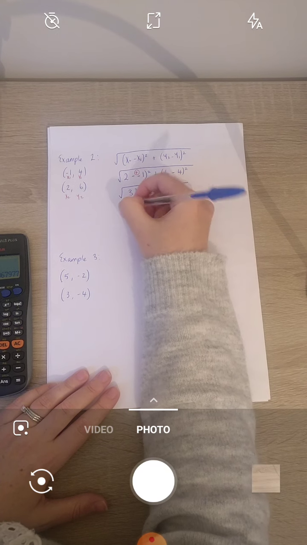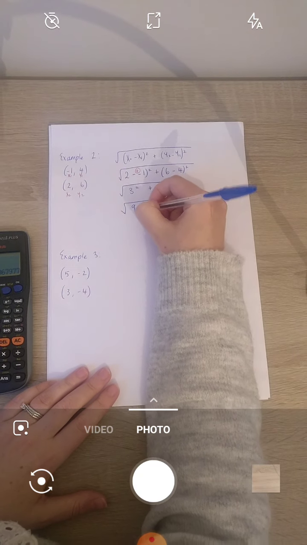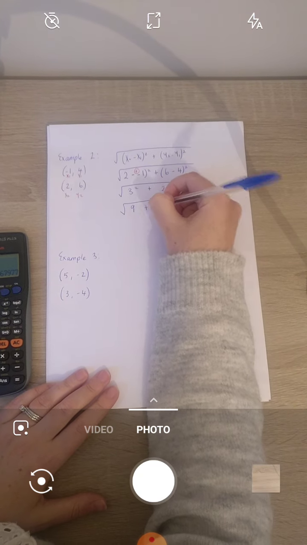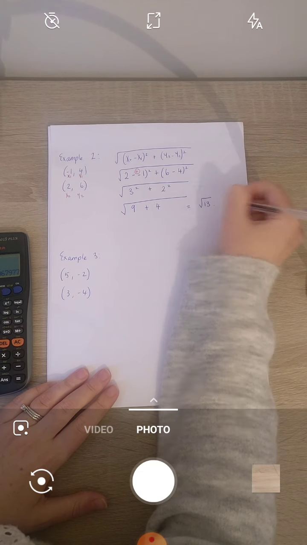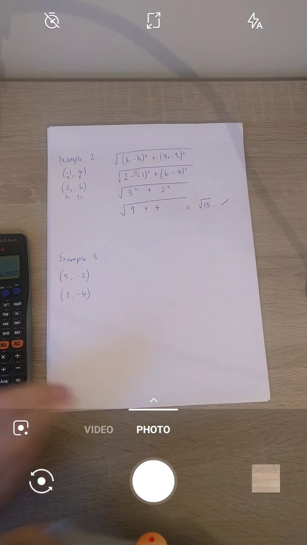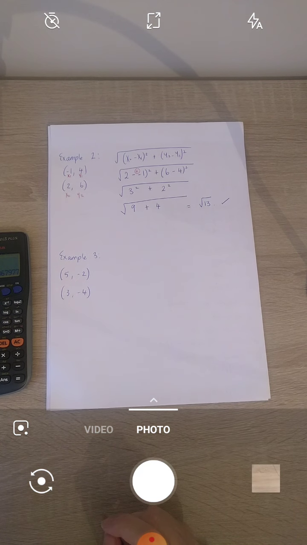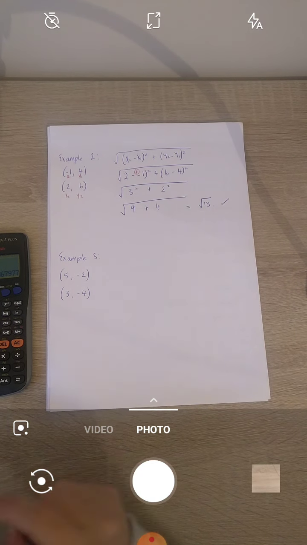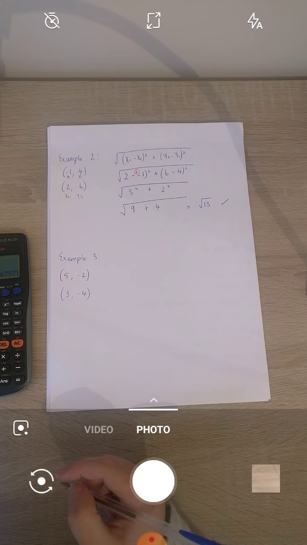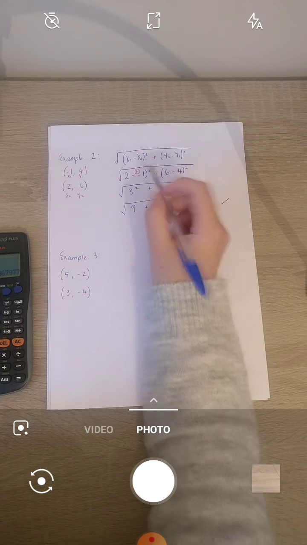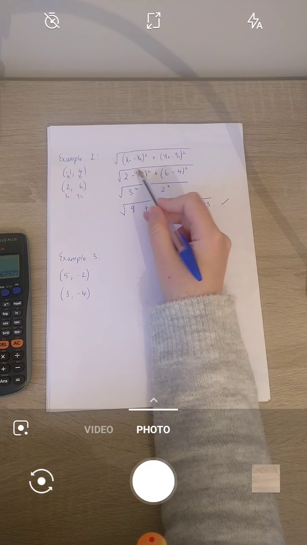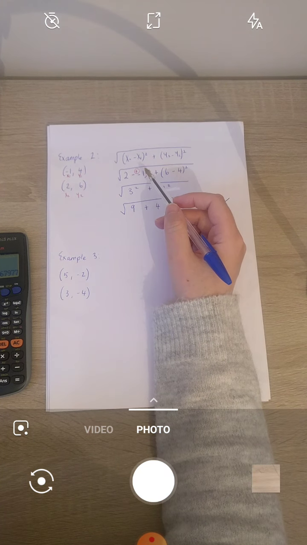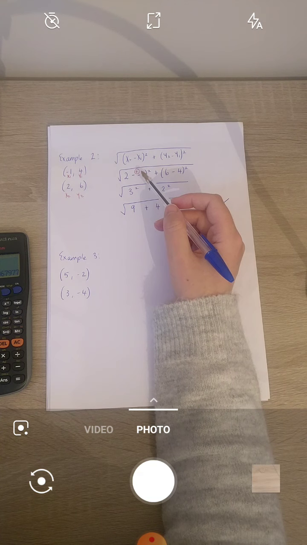3 squared is 3 times 3, which is 9. 2 squared is 2 times 2, which is 4. So your answer is the square root of 13. You could leave it at that, or if they ask you to give your answer to decimal places, you would go back, put it into your calculator and do that. So I'm just trying to do these 2 examples to show you some examples of where you might run into some sign mistakes. Okay.